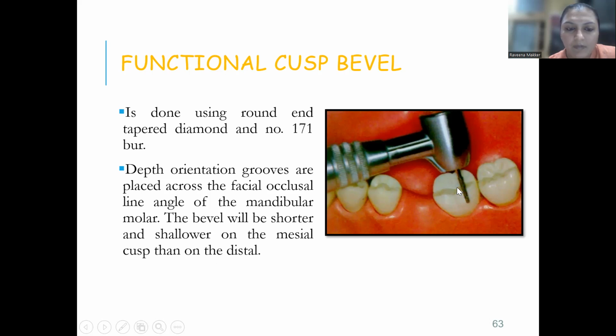The bevel will be shorter and shallower on the mesial cusp than on the distal. The functional cusp bevel, as we have discussed earlier, is placed on the functional cusp, that is the buccal cusp of the mandibular teeth. That is why it is placed on the facio-occlusal line angle. But this bevel should be shorter and shallower on the mesial aspect of the tooth as compared to the distal aspect.